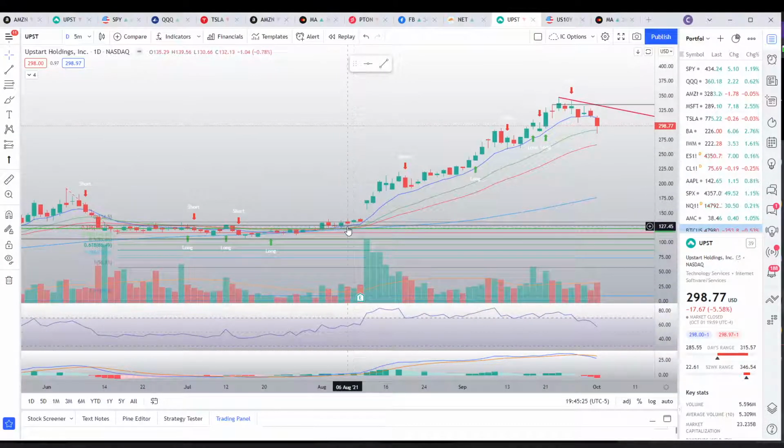So look at this right here. Ever since August, after this ER, it has never let go of this blue line, which is your 9 EMA. Every single time it tried to break underneath that, it came and closed right above that. Look at that. And now look at it. Finally, it's done.